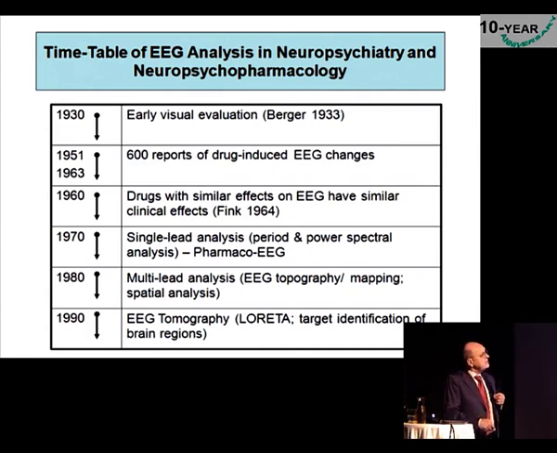And when one looks at the literature, actually, there followed in the next 30 years 600 reports of drug-induced EEG changes. And I think it was really the effort of Max Fink, who actually collected these data. Max Fink was perhaps the father of the pharmaco-EEG in United States. He was working in St. Louis, went then to New York, when he left, Itil took over, and when Itil left, I took over in St. Louis.